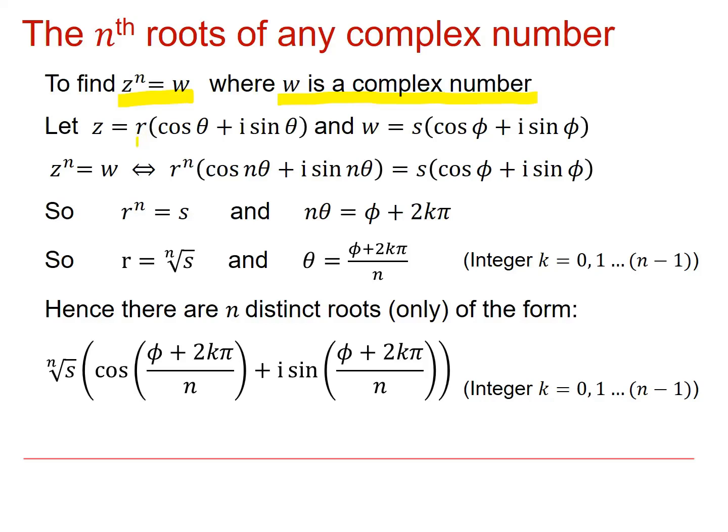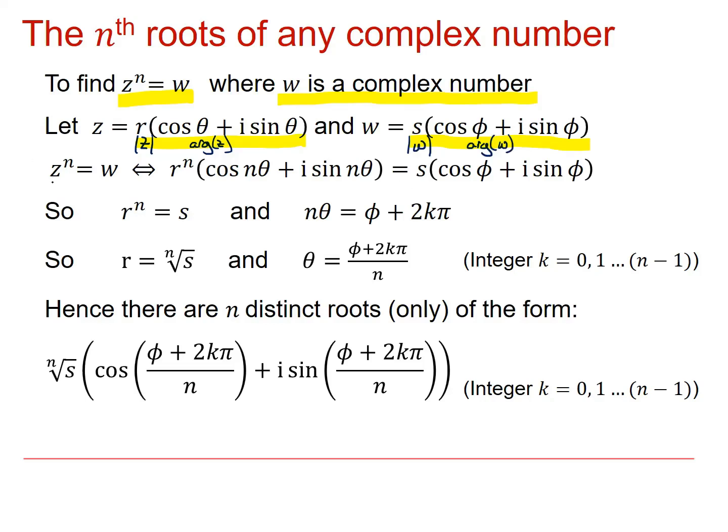If I allow z to equal r(cos theta plus i sin theta), and w to equal s(cos phi plus i sin phi), what I'm saying is that the modulus of z is equal to r, and the argument of z is equal to theta, and likewise the modulus of w is equal to s, and the argument of w is equal to phi.